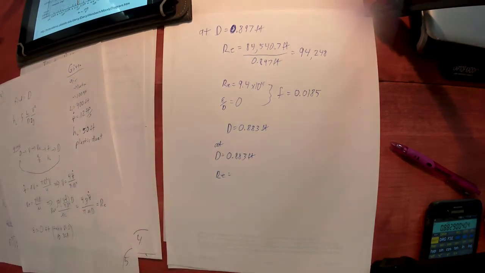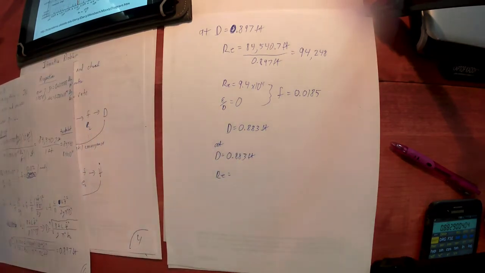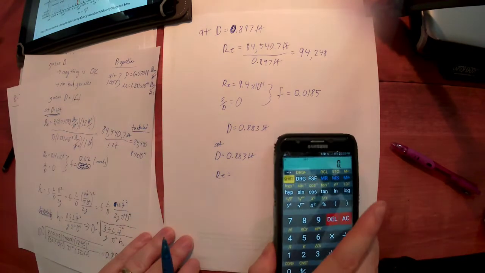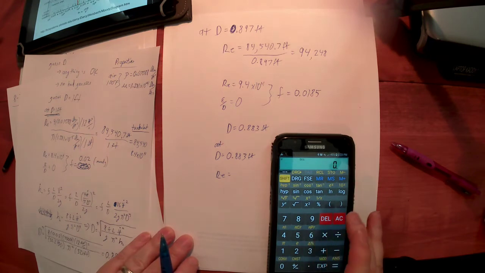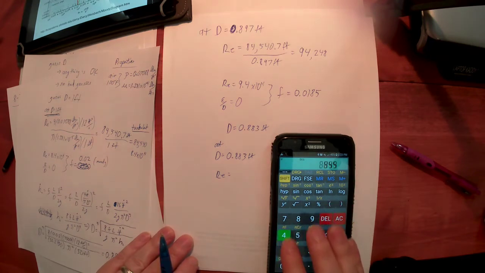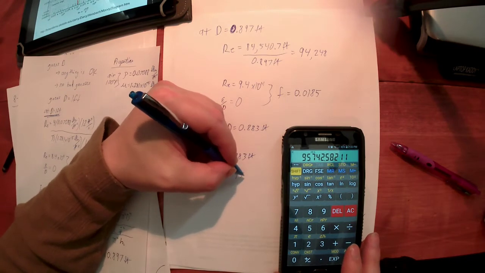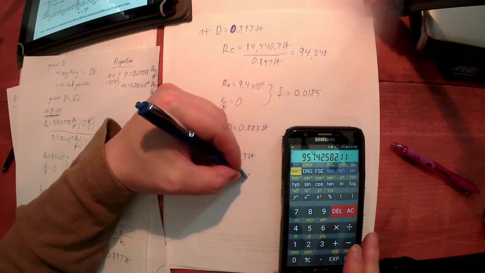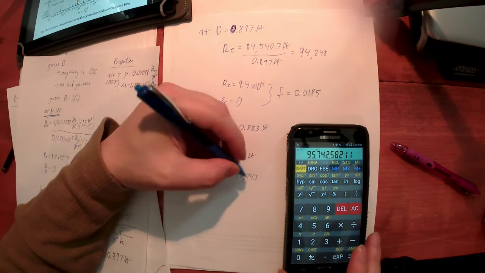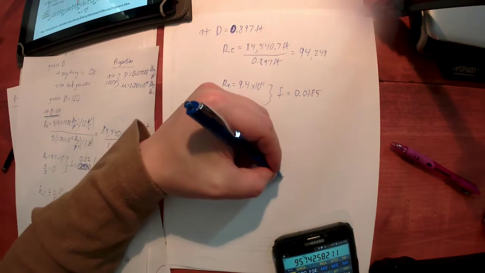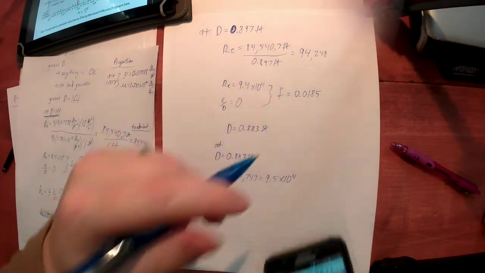Reynolds number, I said just a second ago, it's going to be 84,540.7 divided by 0.883. I don't think I'm going to get much different. I'm going to get a Reynolds number there of 95,743, which is, we're going to say about 9.5 times 10 to the 4.